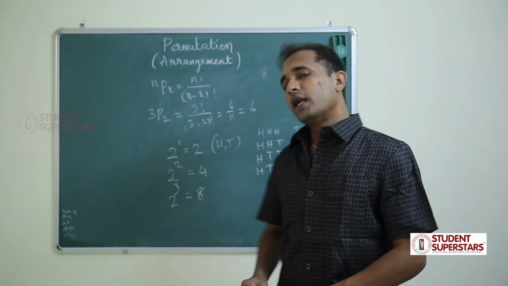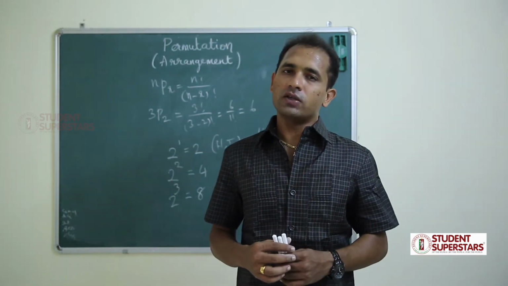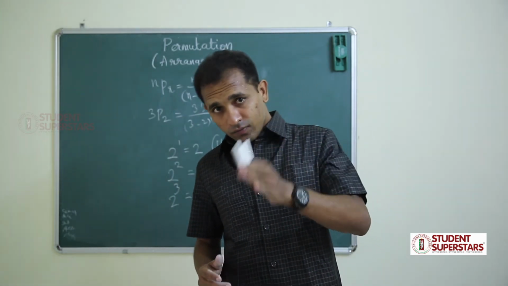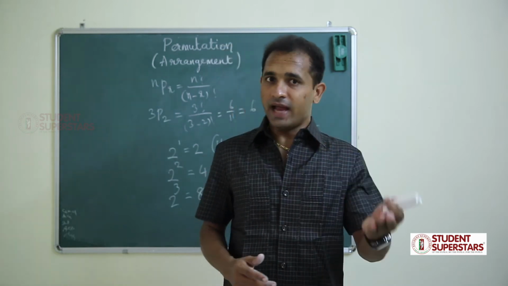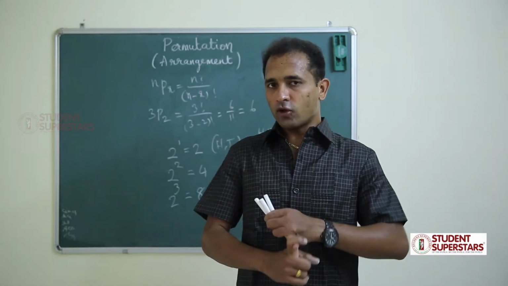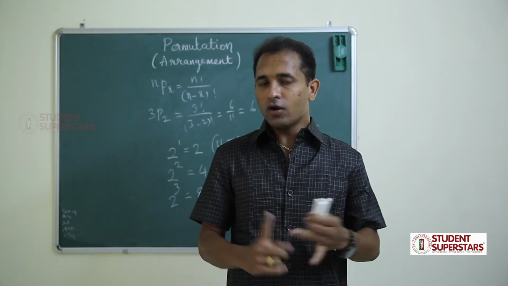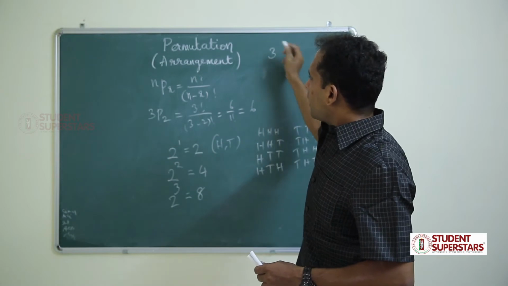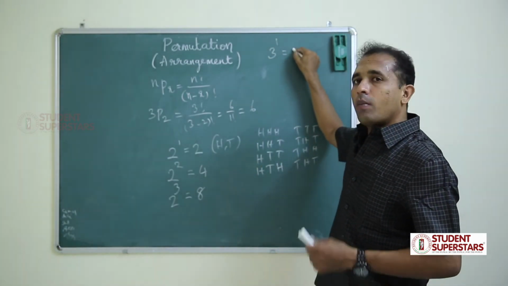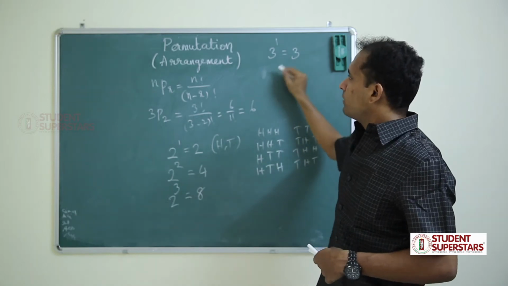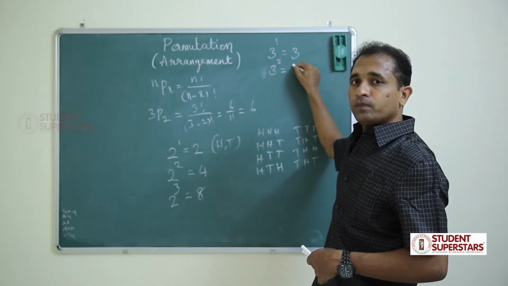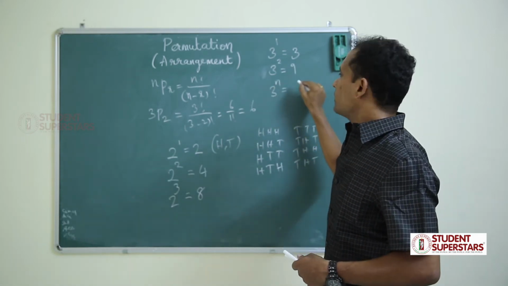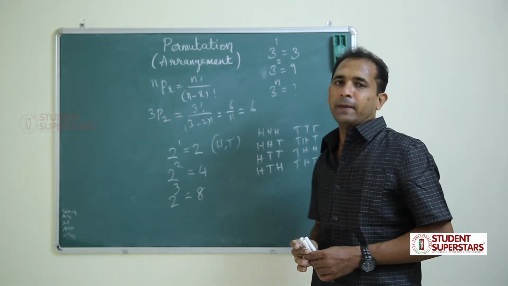Okay, same way, number of matches. What are the possible outcomes for a match? We'll get win, loss or draw. There are 3 possibilities. So when it comes to matches, it is 3 to the power number of matches. If it is only one match, how many ways can we announce the result? 3 ways. 2 matches, 3 to the power 2, which is 9. So for n matches, 3 to the power n. It depends on n.